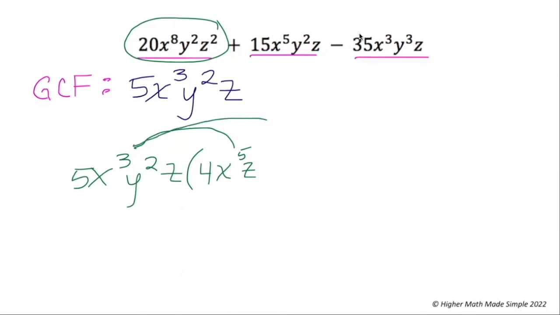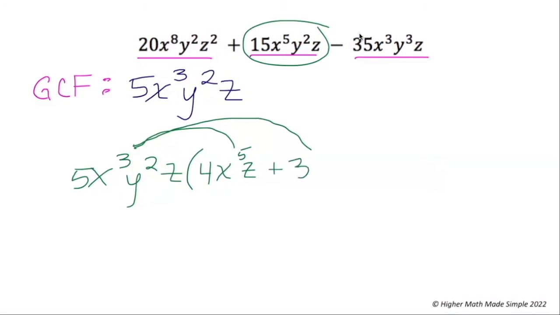Now this GCF times what is going to give me this middle term? So 5 times what gives me 15, a positive 3. So I'm going to write a plus 3. X to the third times what gives me x to the 5th? x squared. So again, 3 plus 2 gives me 5. Now we already have a y squared, so I don't have to add any more y's. And there's already a z there, so I don't have to add any more z's.